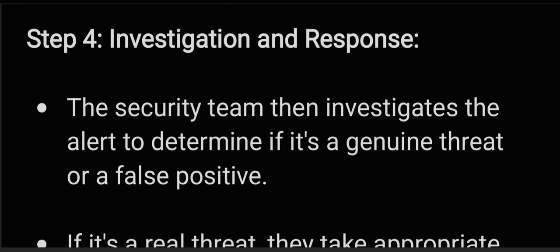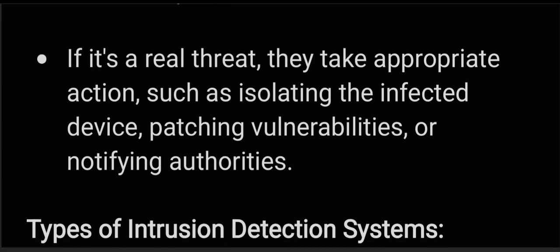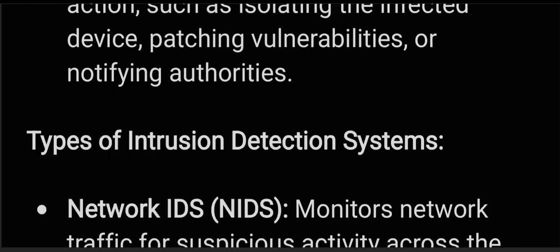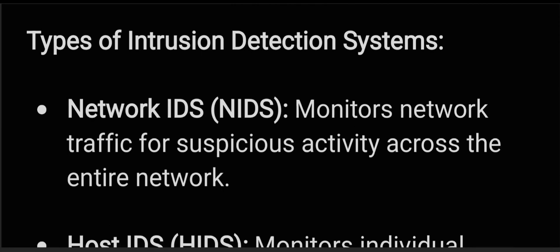Investigation and response. The security team then investigates the alert to determine if it's a genuine threat or a false positive. If it's a real threat, they take appropriate actions such as isolating the infected device, patching vulnerabilities, or notifying authorities. So we have different types of network intrusion detection systems.